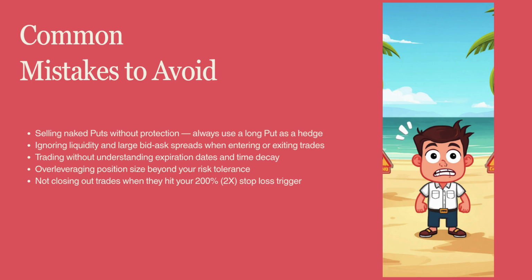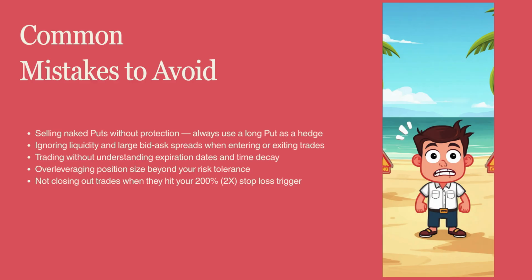Let's also look at some key things to avoid. Common mistakes that we typically see are selling naked puts without protection. We always use the long put as a hedge. A lot of people use cash secured puts. However, you have to have a huge account to make that worthwhile in terms of buying power. Another mistake is ignoring liquidity, selling things that nobody wants to buy. Large bid-ask spreads, which causes poor execution, trading without understanding expiration dates and time decay, also over leveraging.